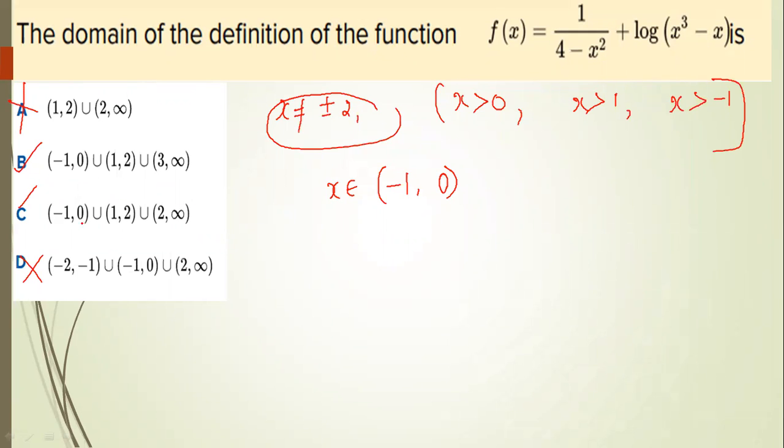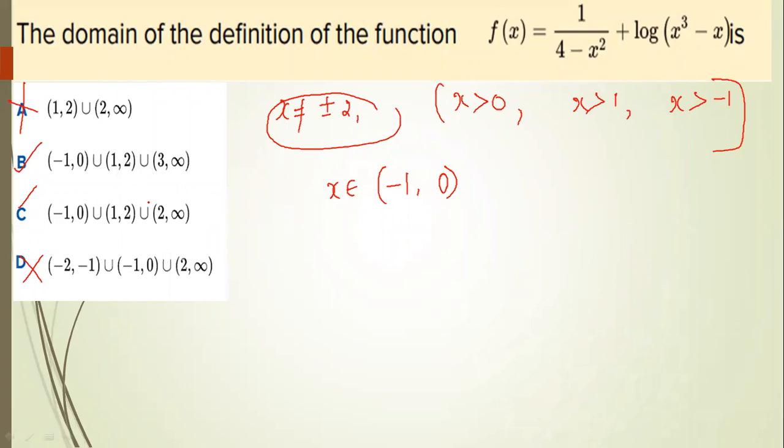Other than that, if you see B and C, which is the correct answer, students? x can be greater than 0, x can be greater than 1, x can be greater than minus 1, but x should not be equal to plus or minus 2. In a way, plus or minus 2 should not be included in the domain. So which is the correct answer? It is option B or C.